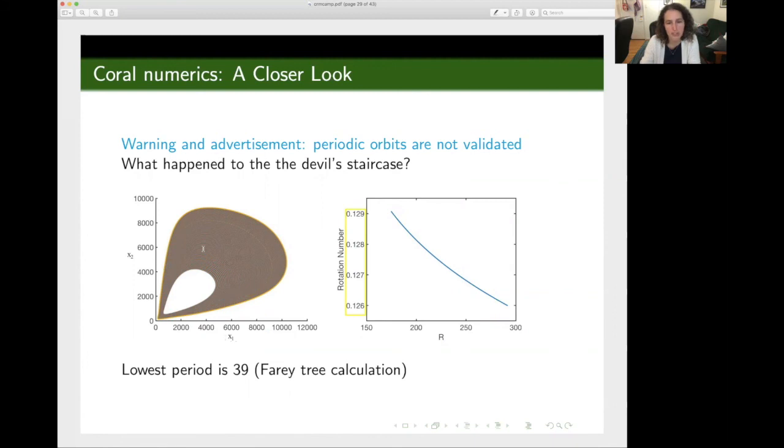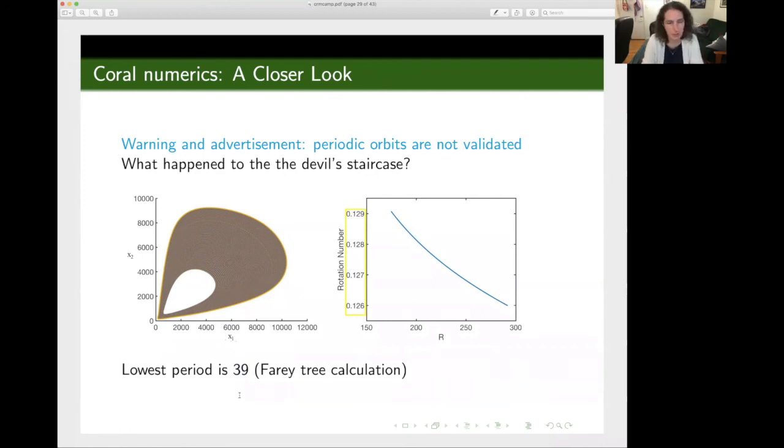And that's because we can calculate the rotation number of the curve. And when we calculate the rotation number, we see that for the entire set of these, it lies between 0.126 and 0.129. And so we can calculate that the smallest possible period is period 39. So the reason that we don't see a lot of devil's staircase behavior, where you see periodic orbits among the quasi-periodic ones, is because of this high period.